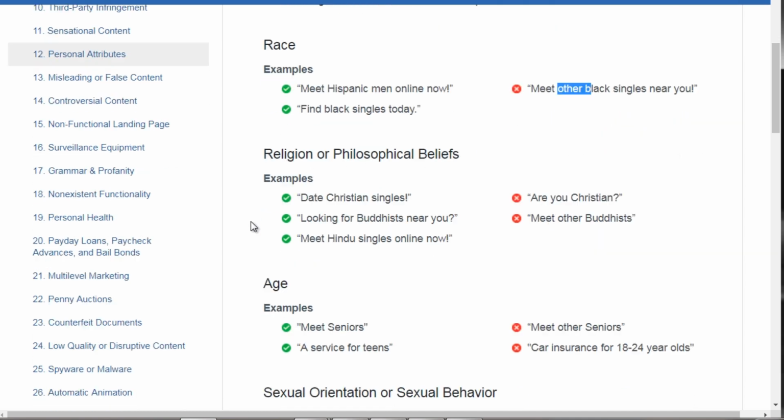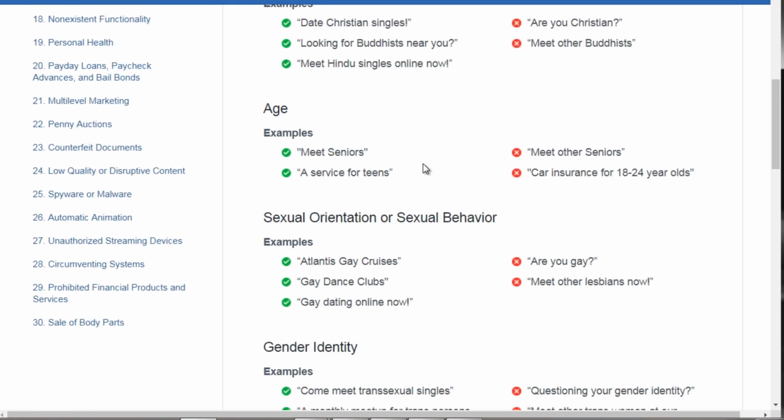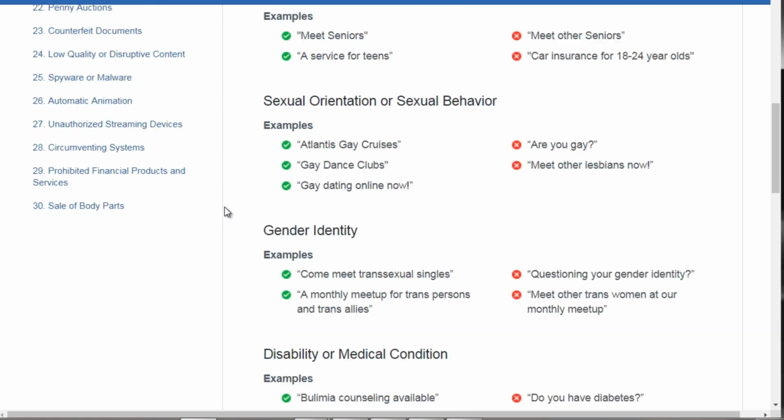Or religion, it says date Christian singles, or looking for Buddhists near you, meet Hindu singles online now. So this doesn't imply that you are this religion. If you say, are you Christian? That's a surefire way to get banned. And age, same thing, meet seniors. It doesn't imply that. When you say meet other seniors, the word other or are you, that implies that person's demographic, and they do not like that.